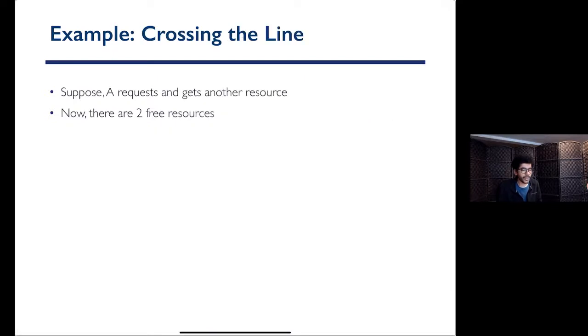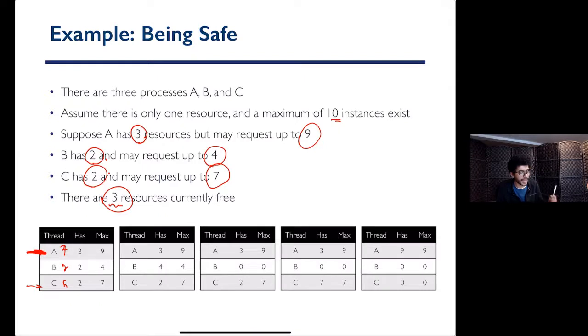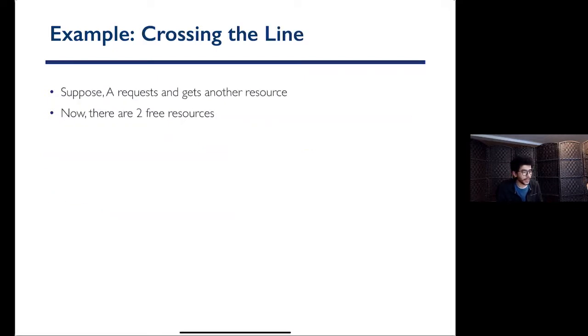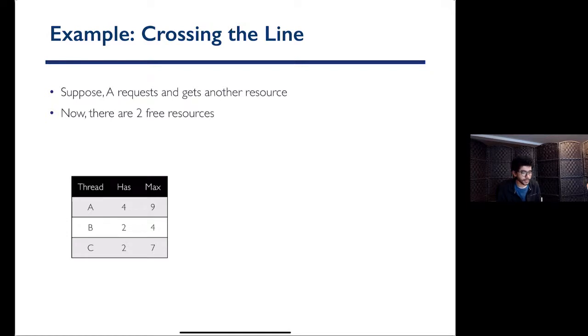Now let's assume that A asks for 1 extra resource. So A has, if you remember, A has 3, B has 2, C has 2. Now let's say A asks for another resource. So we go to this state, right? A now has 4, B has 2, C has 2. Is this a safe state? And the answer is no. Now we're in an unsafe state, because how many resources are we left? We have 2 more resources.